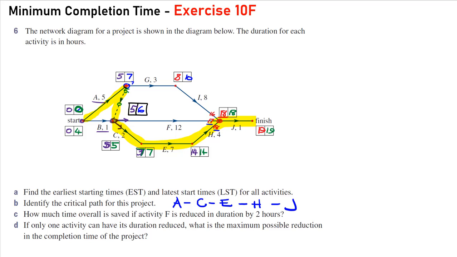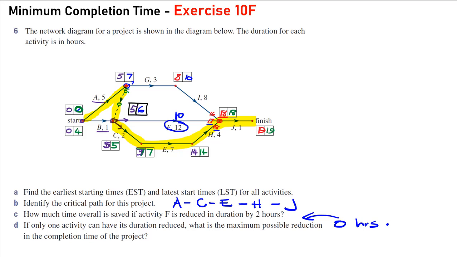Part C, how much time overall is saved if activity F is reduced in duration by 2 hours? Well, activity F, if we reduce it to, what would that be, 10 hours. Coming into this junction here, this would reduce this to 15. F's not on the critical path, so reducing it will not reduce the project. And so that will reduce by nothing.